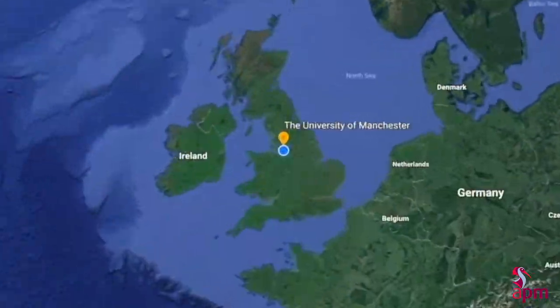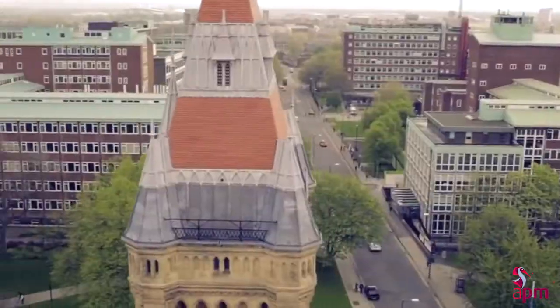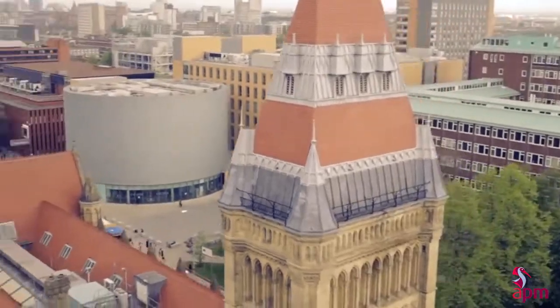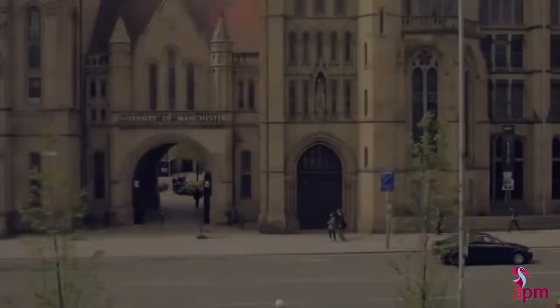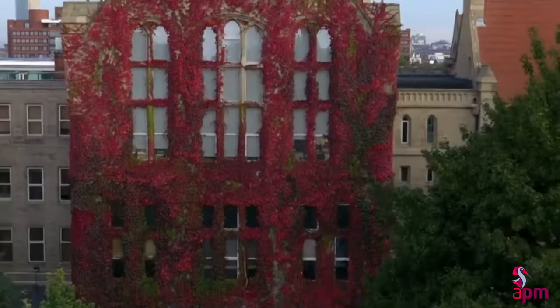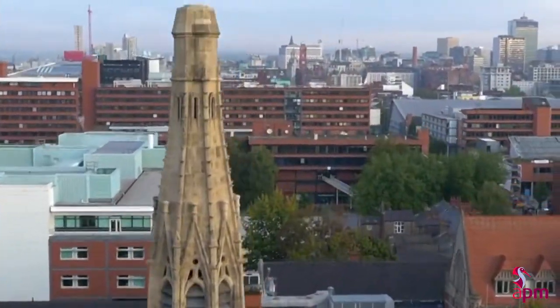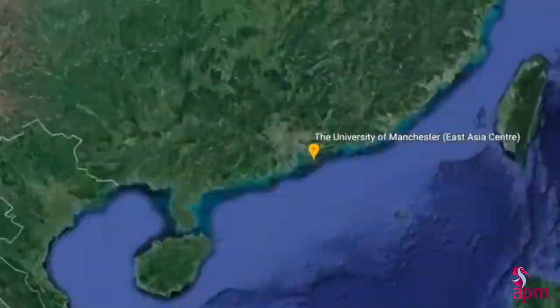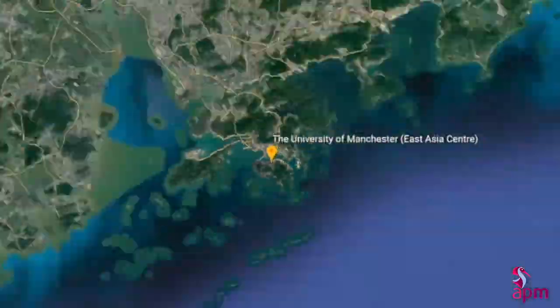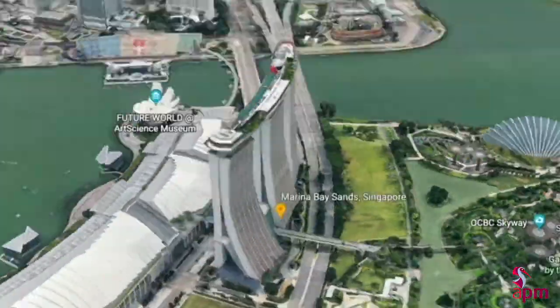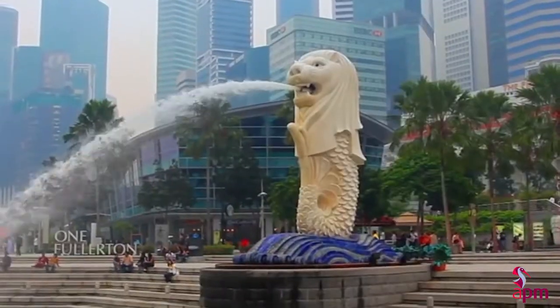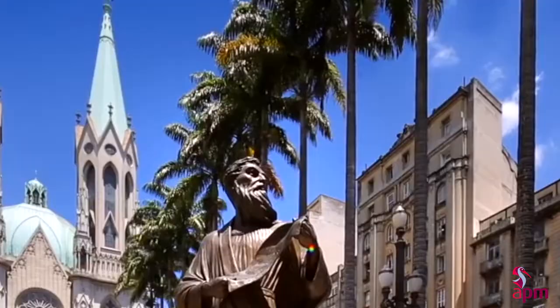There are hundreds of projects proceeding in the University of Manchester, which is dedicated to providing the best education for the world by the Project University of Manchester Worldwide, with a multicultural campus and global centers in Hong Kong, Shanghai, Singapore, and Sao Paulo.